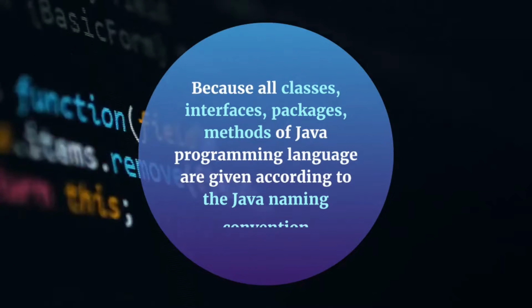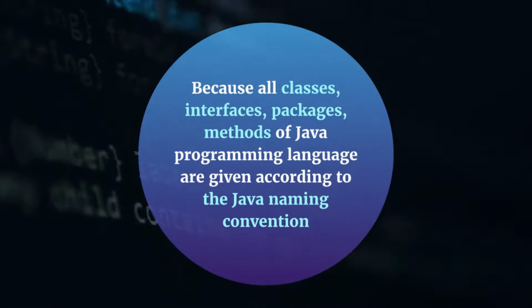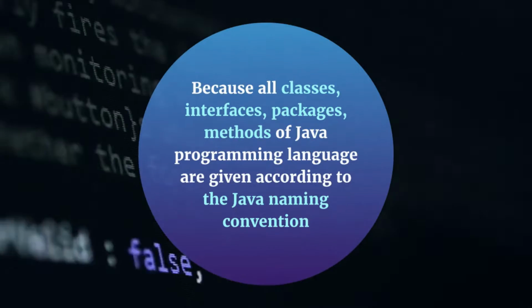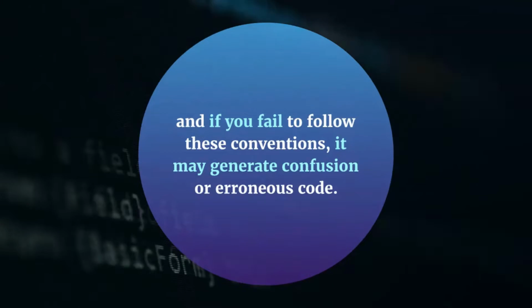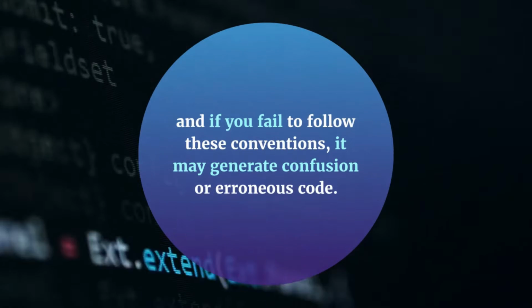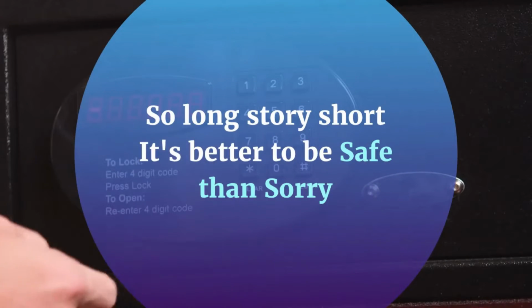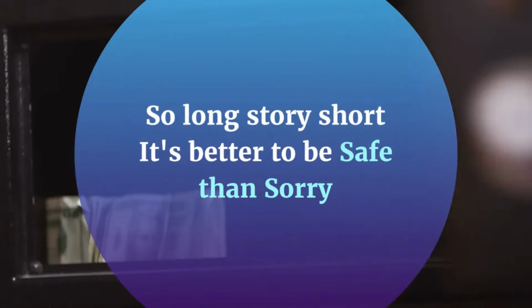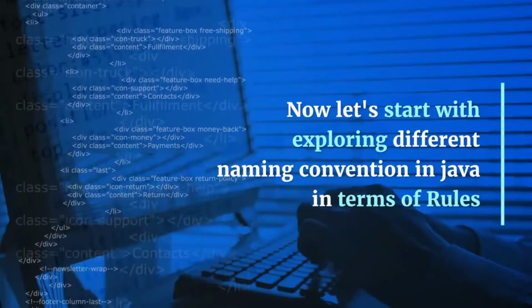Because all classes, interfaces, packages, and methods of the Java programming language are given according to the Java naming convention. And if you fail to follow these conventions, it may generate confusion or erroneous code. So long story short, it's better to be safe than sorry. Now let's start exploring the different naming conventions in Java in terms of rules.